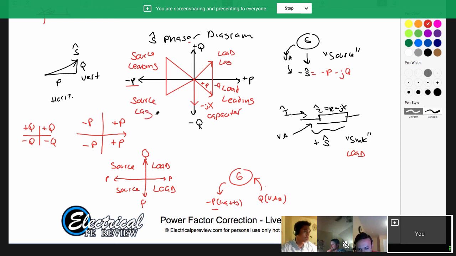Think about the easiest way to think about this. If I have a lagging load, I need to supply it with a lagging source, don't I? So where my lagging load has plus P and plus Q, my lagging source has a minus P and minus Q.